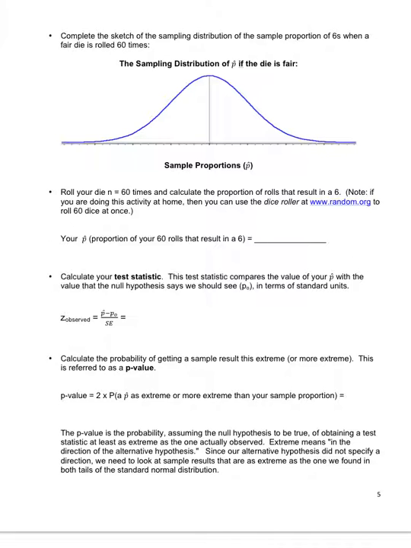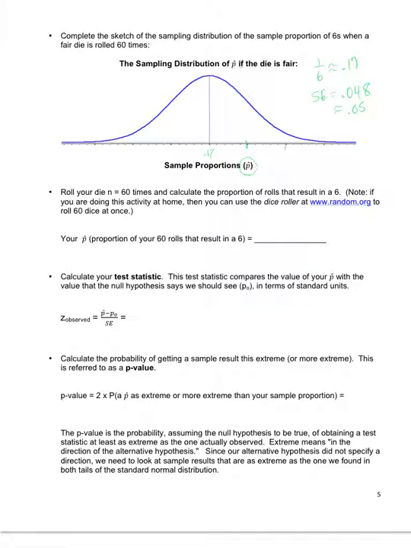Okay, so we need to complete the sketch of the sampling distribution for the sample proportion of 6s when a fair die is rolled 60 times. So my horizontal axis is sample proportions. So these are all the p-hats that would be possible if I rolled a fair die 60 times. All right, so from the previous page, we know the center of this is going to be at 1/6. And I'm going to convert that to a decimal just to make things easier for us. That's at 0.17. And then our standard error was about 0.048. I'm going to round that to 0.05, just to make this a little easier on us.